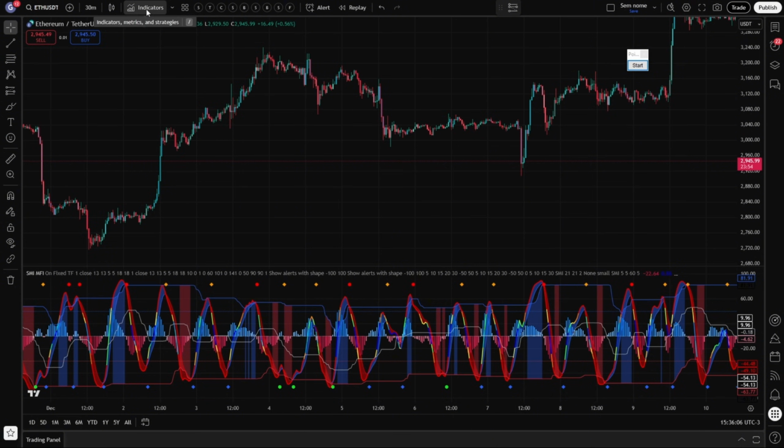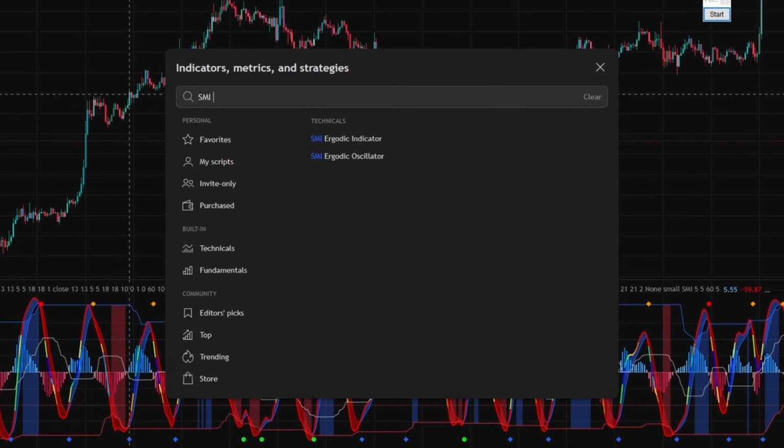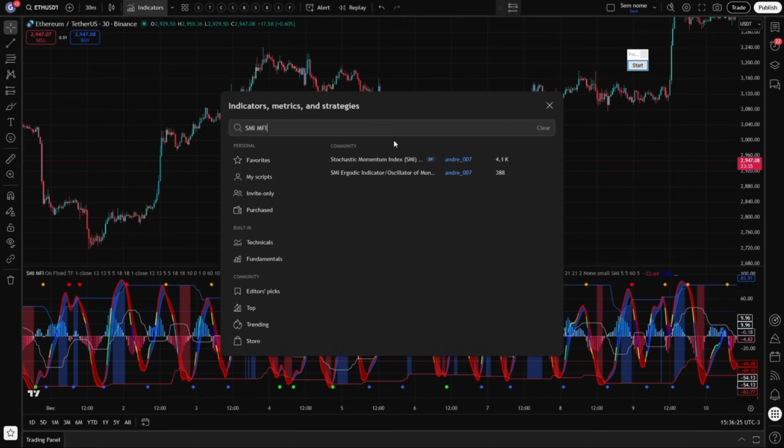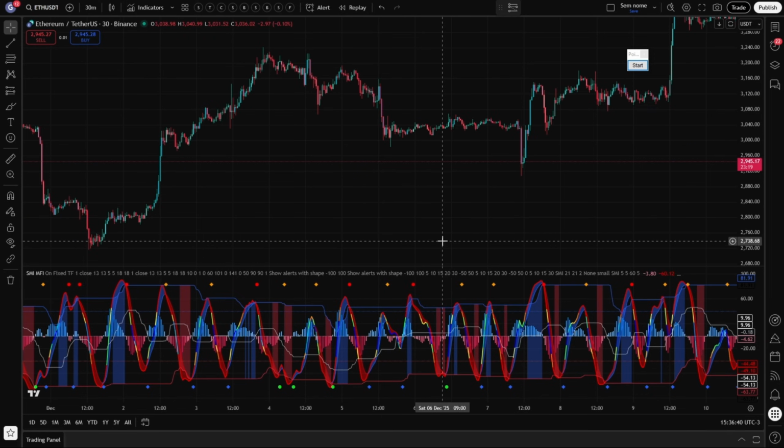And here you'll go to Indicators. Then, in the Indicators section, you'll type SMI MFI. This option will then appear here, which is the Stochastic Momentum Index from Andre 007. Click on it and it will appear on your chart just like it is on mine.